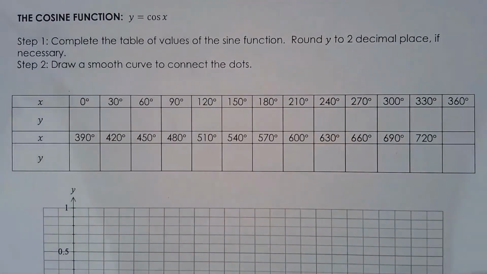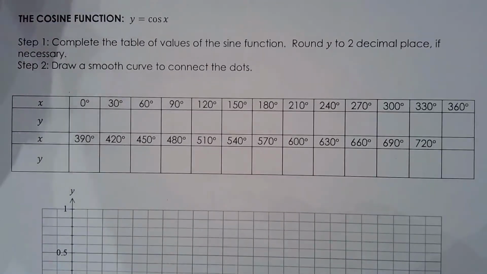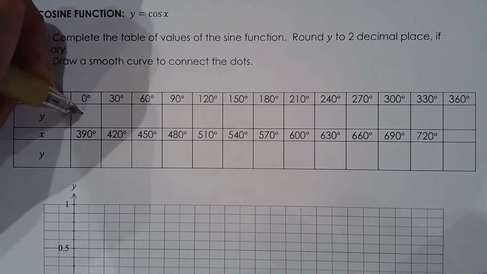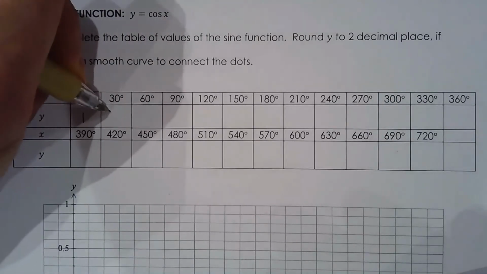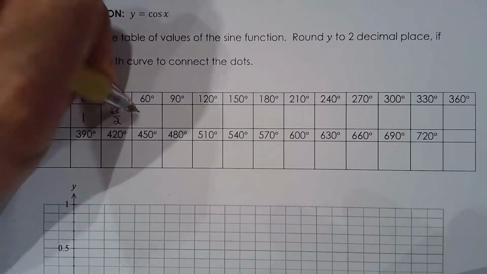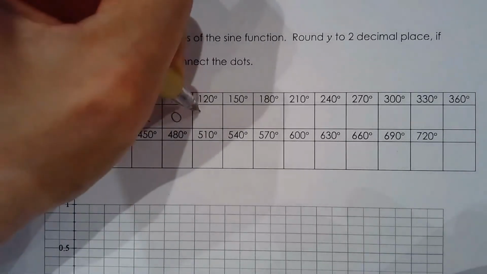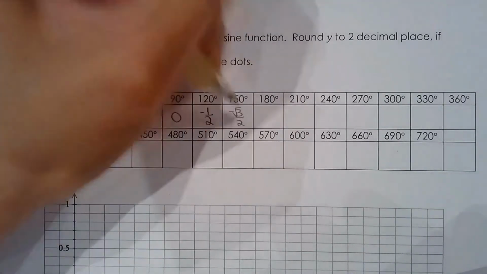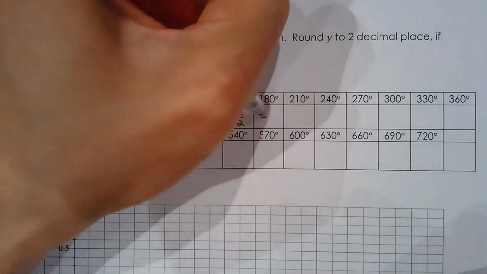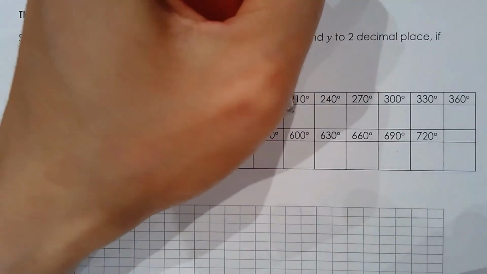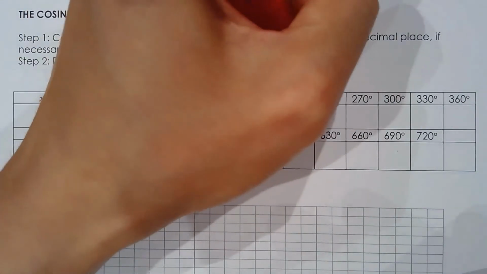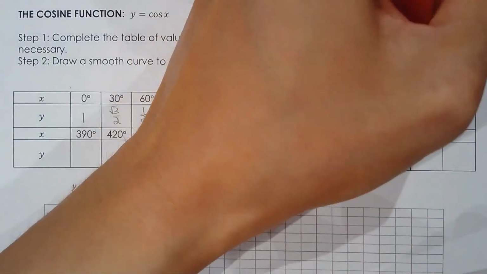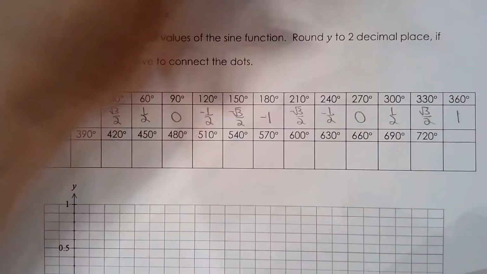Quadrant 2, cosine is negative. And then quadrant 3, we're still negative. And then quadrant 4, we are positive. And then coterminal angles, so for 390 degrees, I'm going to copy what I wrote for 30 degrees. And then keep going. Coterminal angles, very, very nice.